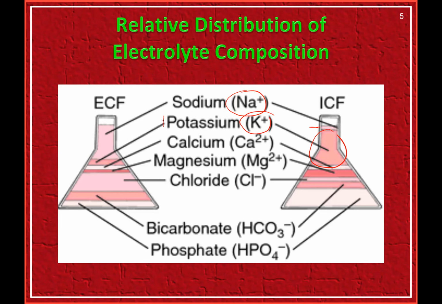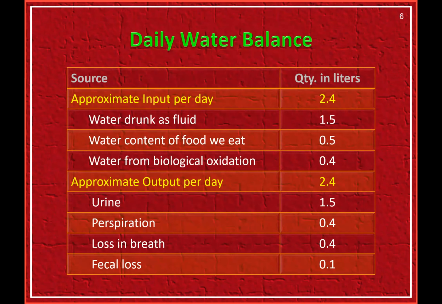So what is the general picture? Sodium and chloride are the dominant electrolytes in the extracellular fluid. Potassium and phosphate are the dominant ones in the intracellular fluid. Others are more or less equal.